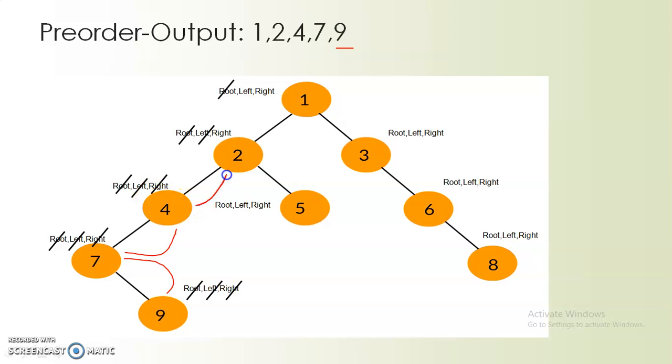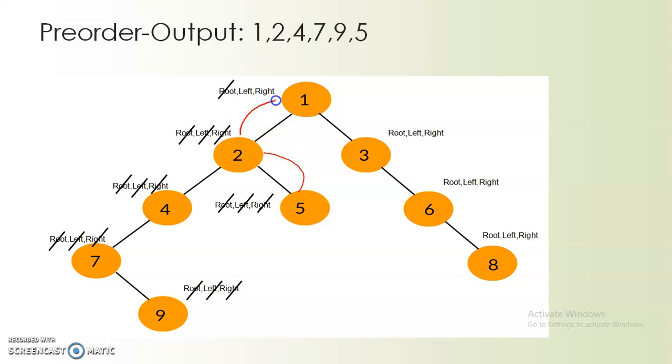Now go back to the 2. Its root is over, left is over, and there is a right subtree for the 2. Okay, so we'll move on to the right of the 2. Okay, 5. Displayed the 5. So 5 root is over, there is no left subtree and there is no right subtree. Now move back to the 2. Its right is over, so strike out.